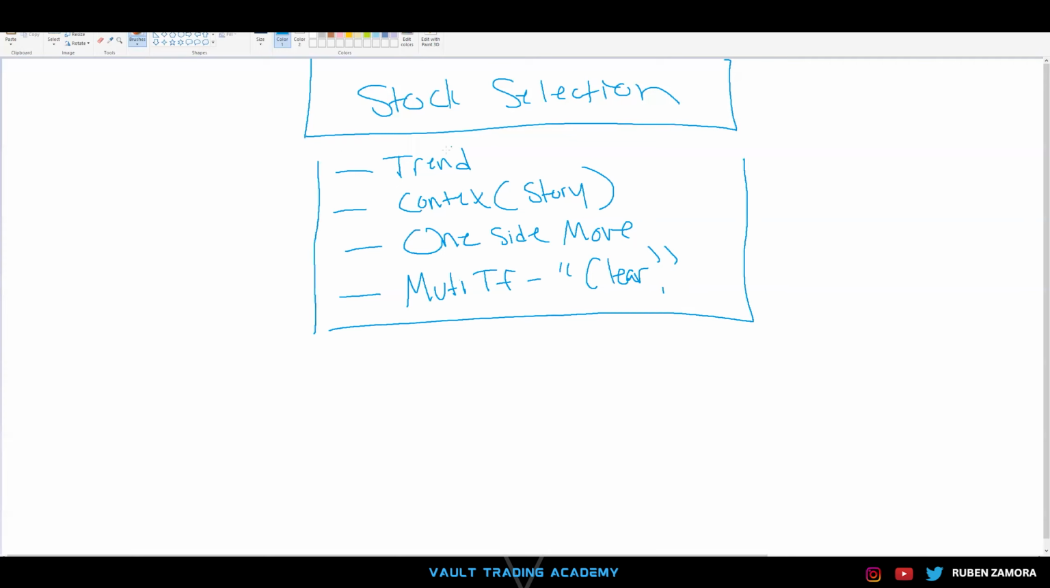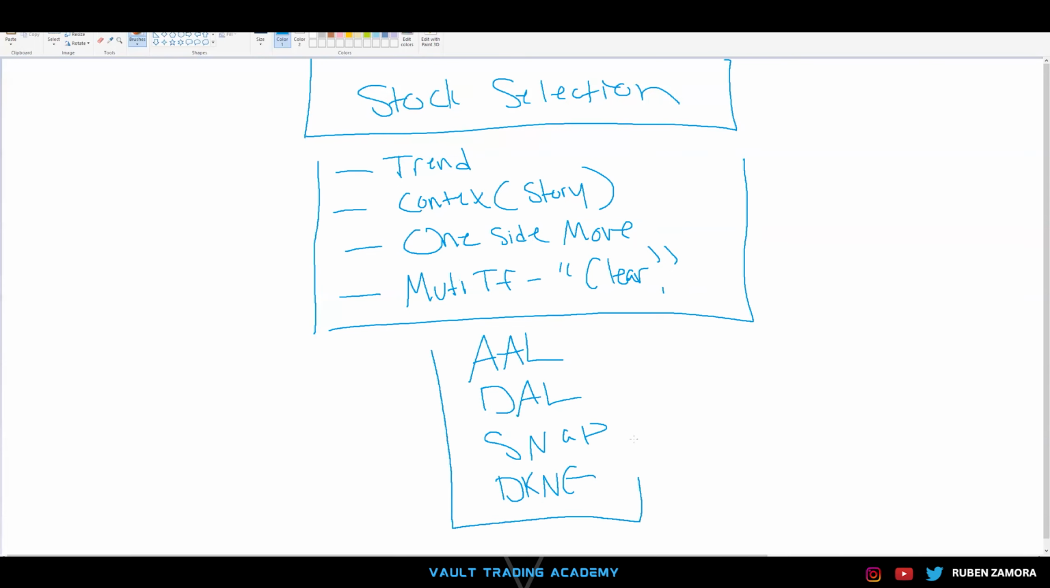Does it look clear? As in whatever ticker that I'm looking at. It can be American Airlines, it can be Delta Airlines, it can be Snapchat, or it can be DraftKings. Let's just say that this is my watch list. Out of all these four stocks, I need to choose one. So for me to filter these out, what do I need to do?